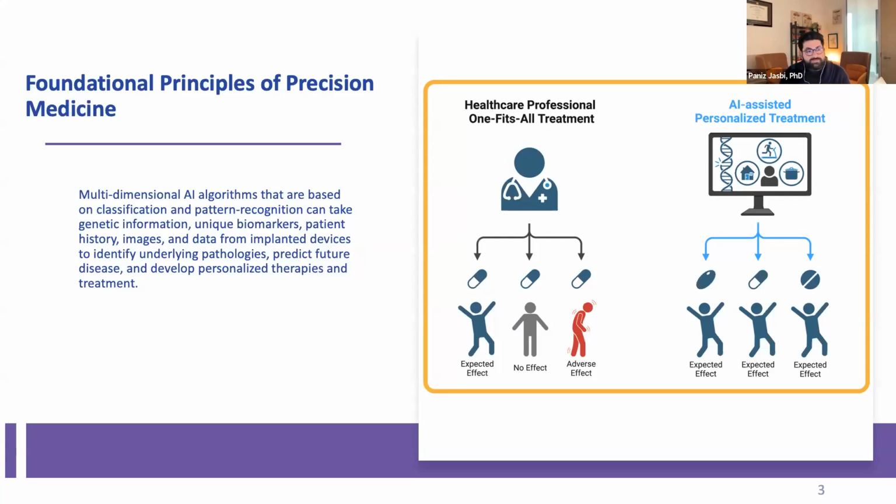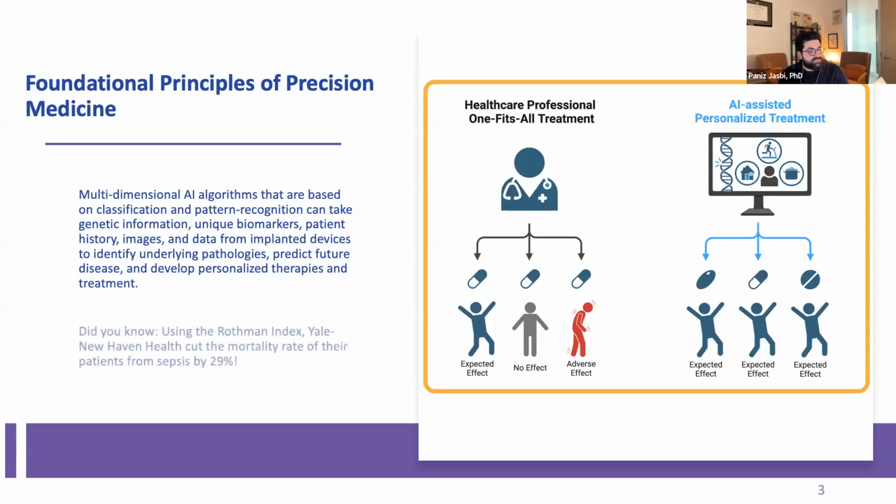So it could be that we're no longer giving the same therapy to all people, but on the figure to the right, we see that with these AI-assisted personalized treatments, everyone's getting a slightly different therapy, and it is leading to a greater proportion of expected effects with reductions in no effects or those who are experiencing adverse effects.